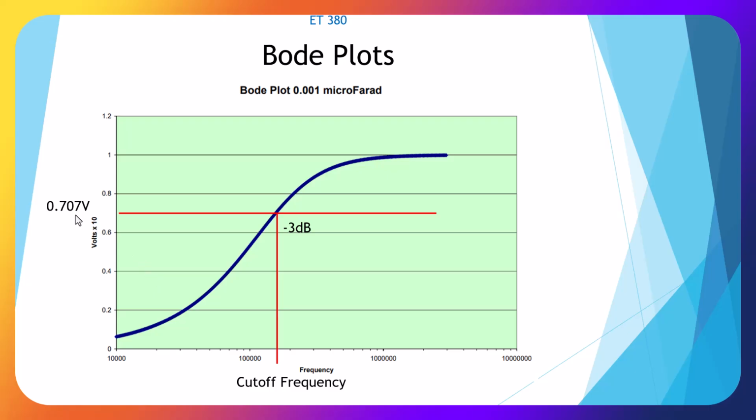At 0.707 volts, we have our cutoff frequency. And this is minus 3 dB, that is our cutoff frequency here of our curve. So that's where we set it at. And this would be the cutoff frequency of this filter.